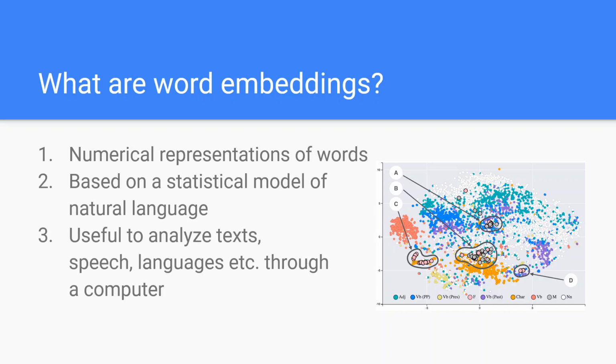Now, these word embeddings are useful in a variety of situations like speech analysis, speech recognition, text analysis, voice technologies, assistants, etc. Now, these word embeddings are usually based on some model, which helps a computer to study and generate these vectors and embeddings. We will be looking later on at what a statistical model of natural language means.